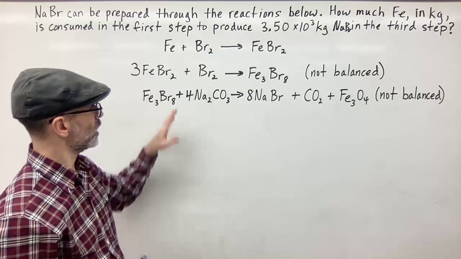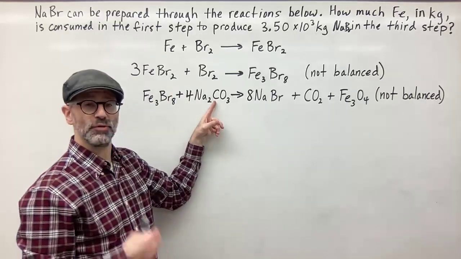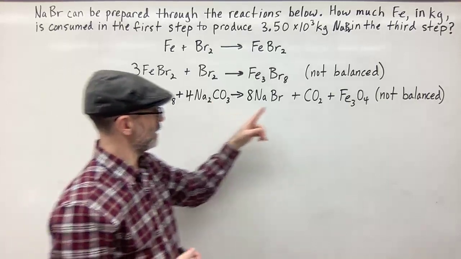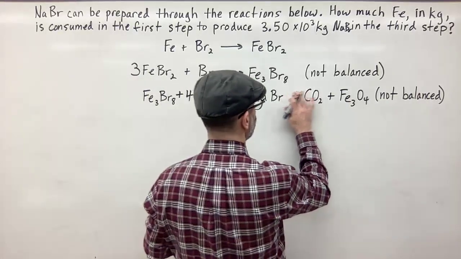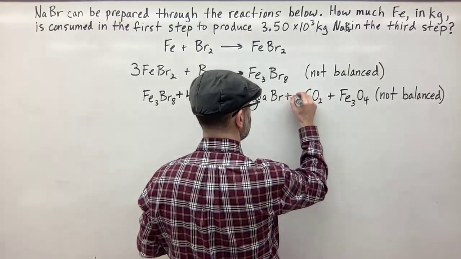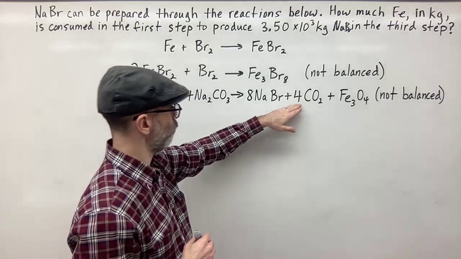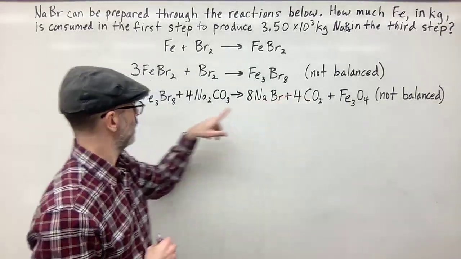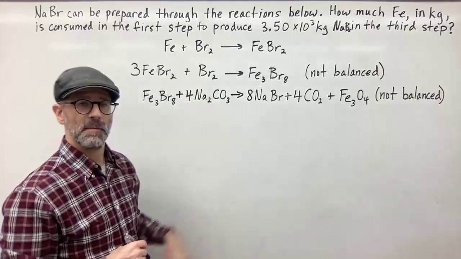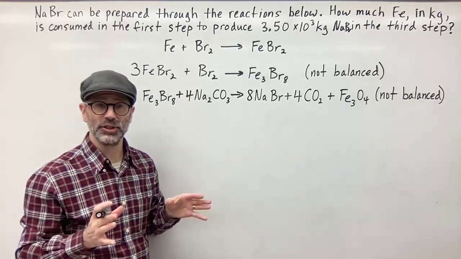So now let's go to carbon. So here I have 4 times 1 gives me 4 carbons. On this side, I only have 1 carbon. So I'm going to have to put a coefficient of a 4 on this side. So now I have 4 carbons and I have 4 carbons. Okay, carbons are balanced. So everything is balanced except for oxygens.